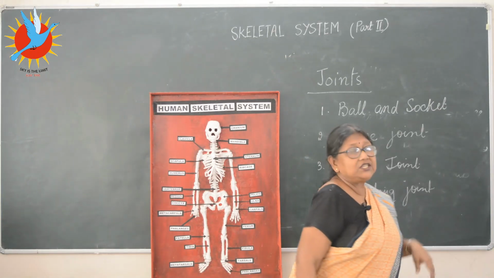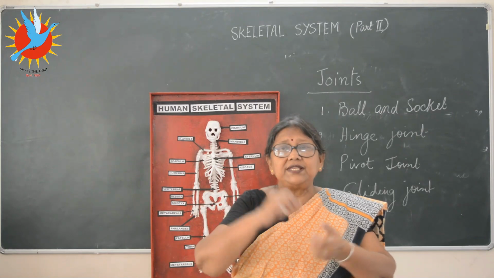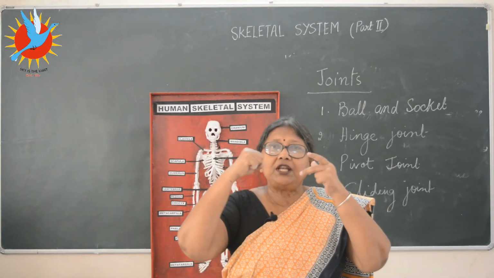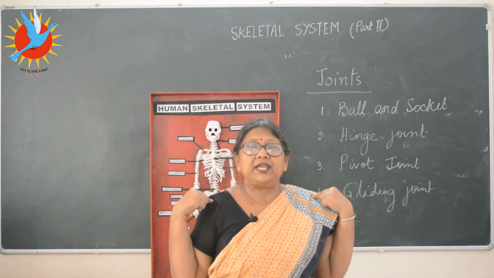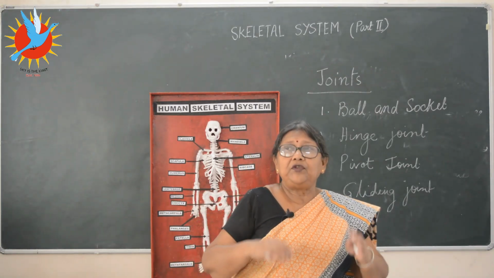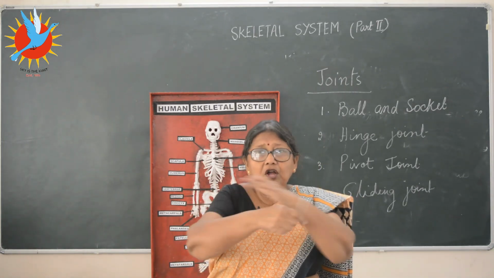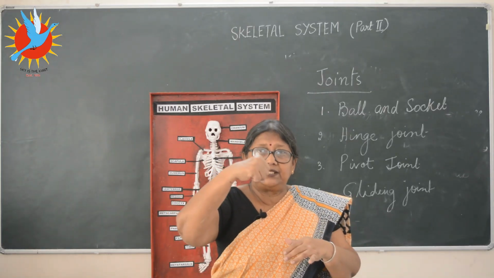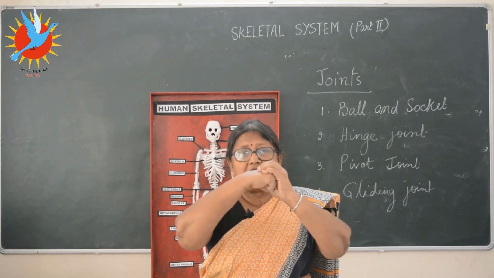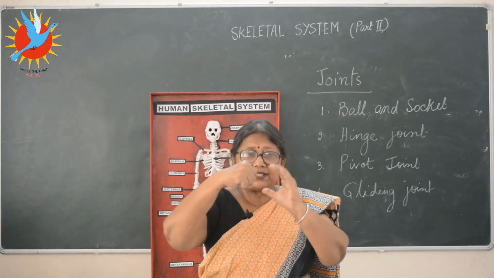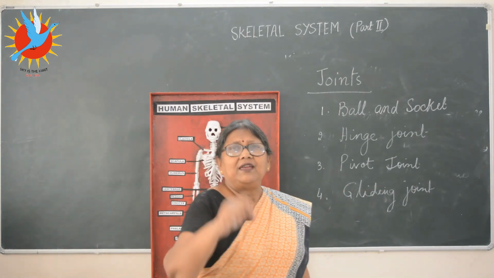Now ball and socket. What is the meaning of socket? A curve. And ball means a ball-like structure. So the long bones, especially in the pectoral girdle, the collarbone here, and the hip joint there, we have bones which are socket-like curves. And the head of the long bones is ball-like. So it goes and fits into this. This type of joint where a socket is there and a ball goes and fits there is called the ball and socket joint.